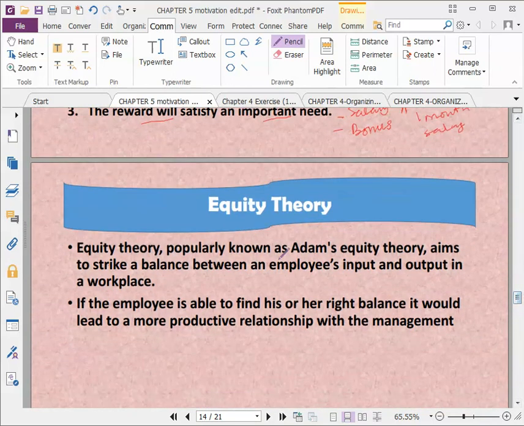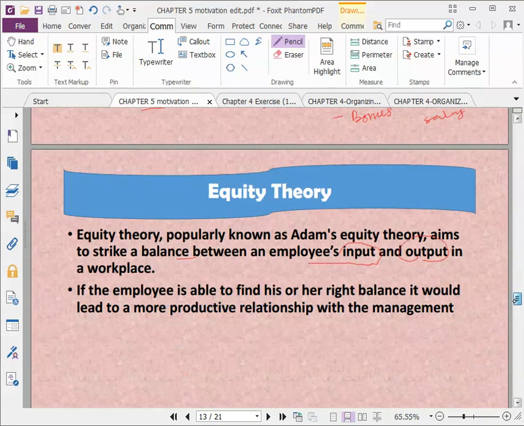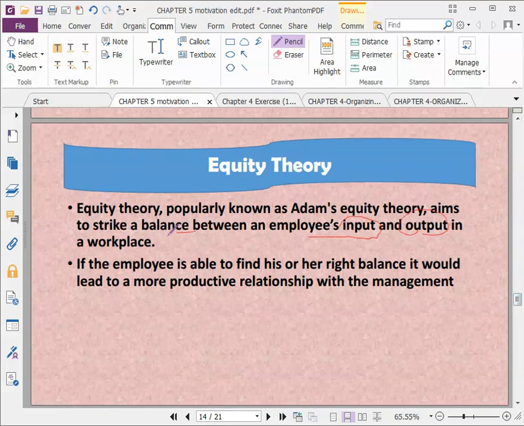But for equity theory, what is equity theory? Equity theory, popularly known as Adam's equity theory, aims to strike a balance between an employee's input and output in workplace. Okay. So kalau tadi expectancy teori tu maknanya kalau company tu ada salary, bonus apa semua, employees akan bermotivasi. Okay, kalau tak ada, employees akan jadi sebaliknya lah. So equity theory is the balance between an input and also output in the workplace. If the employee is able to find his or her right balance, it will lead to more productive relationship with the management.